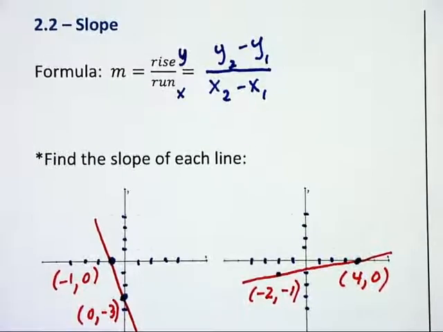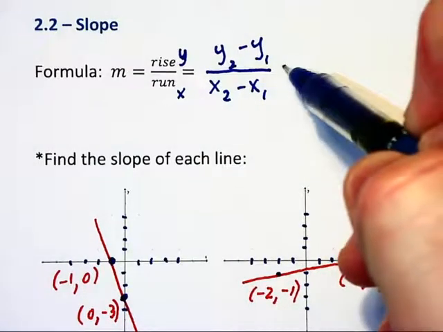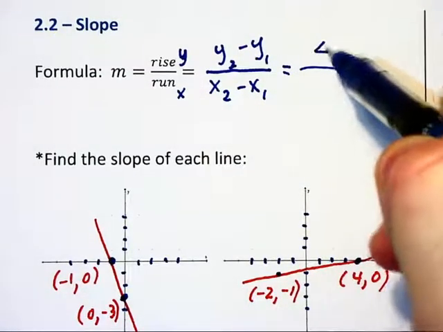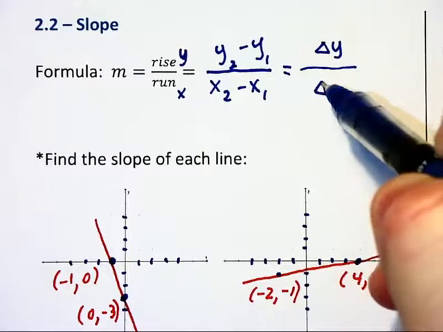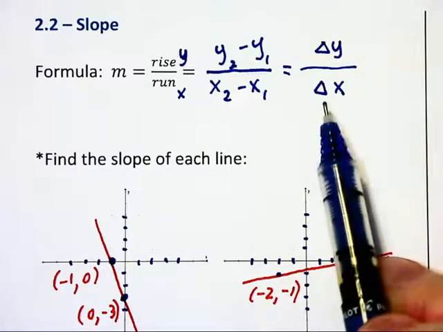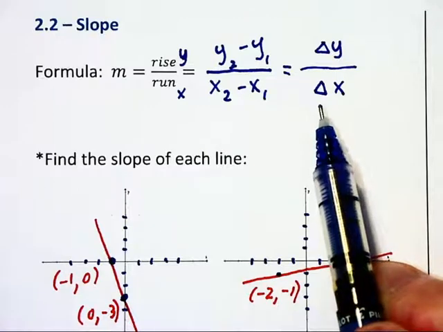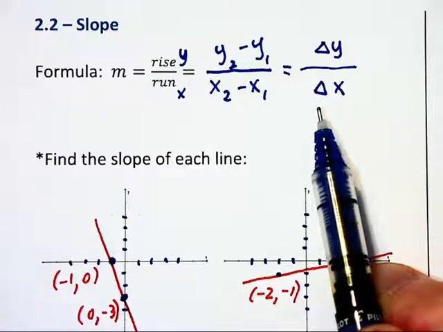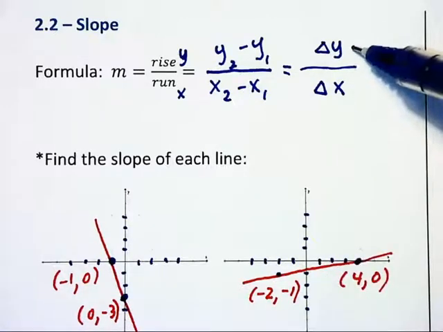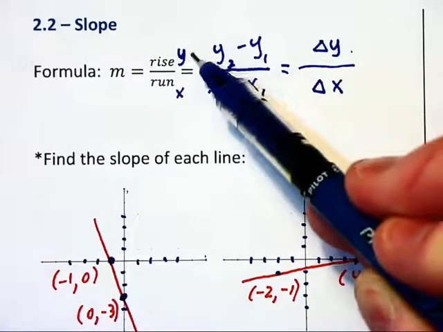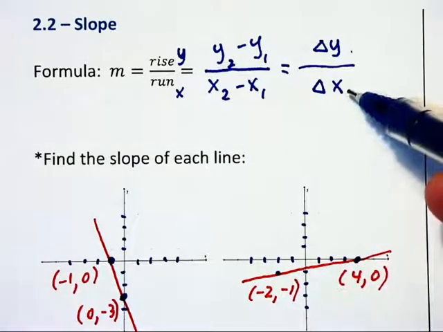Later on in your mathematics career, you're going to see a notation that says delta y divided by delta x. That is the Greek capital letter delta, and in mathematics it refers to a change. So this is a change in y values, which is what the rise is, divided by the change in x values, which is what the run is.